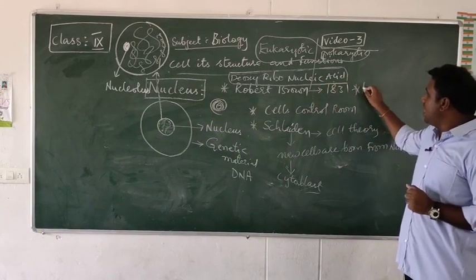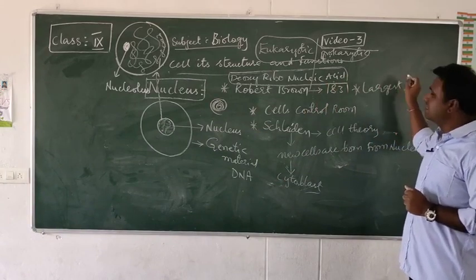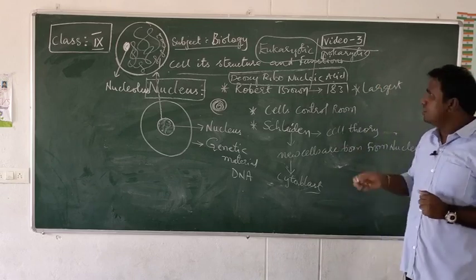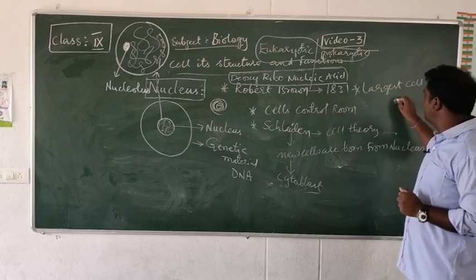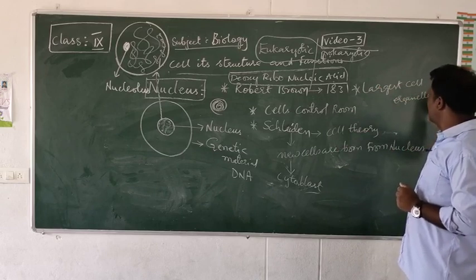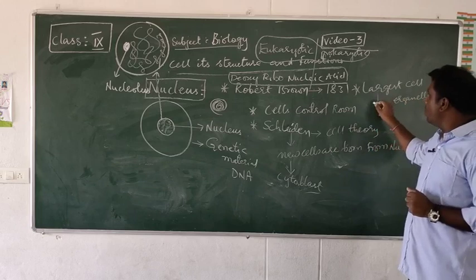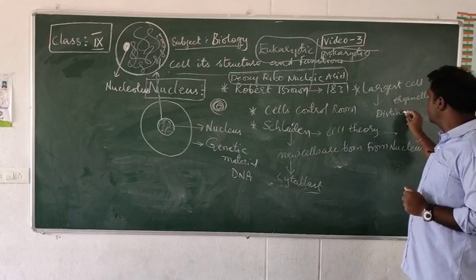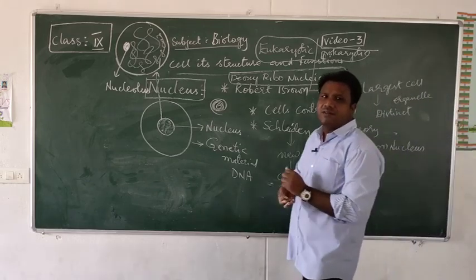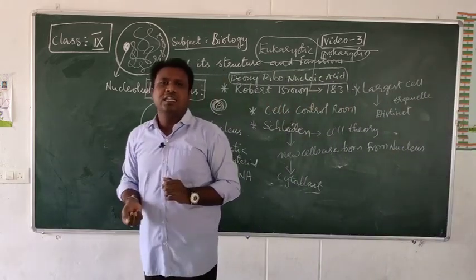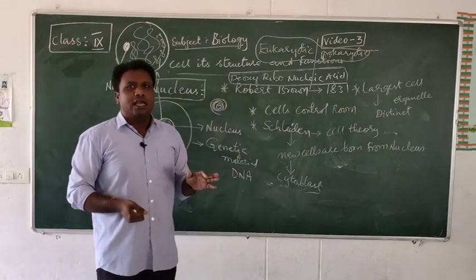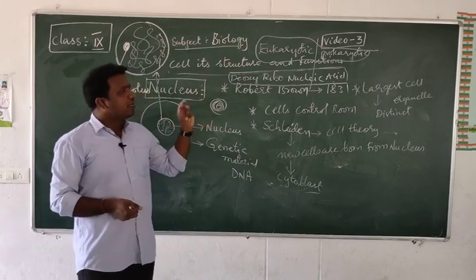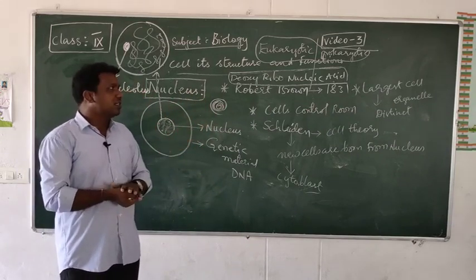The nucleus is one of the largest, or the largest, cell organelle. Which is the largest cell organelle? The nucleus. Largest as well as prominent and distinct. Distinct means very clear. You can observe this nucleus very clearly under a compound microscope or electron microscope. So it is another important feature of this nucleus.